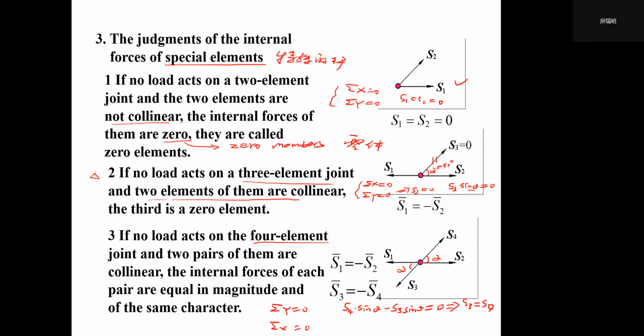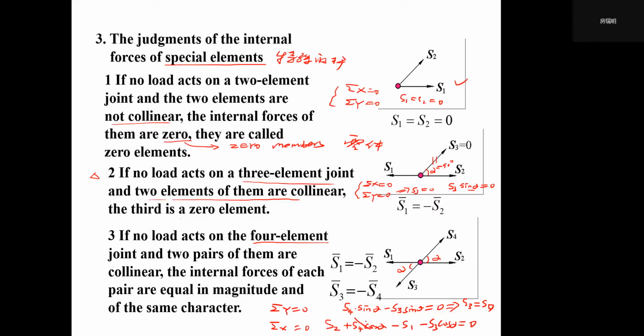From the same reason, we use sigma x equals 0. So we have S2 plus S4 times cosine alpha minus S1 minus S third cosine alpha equals 0, because S third equals S4.